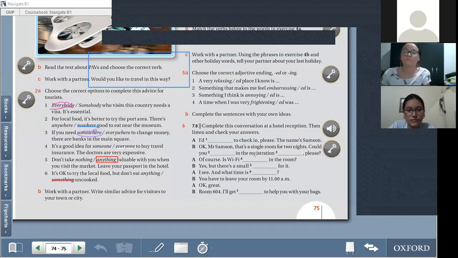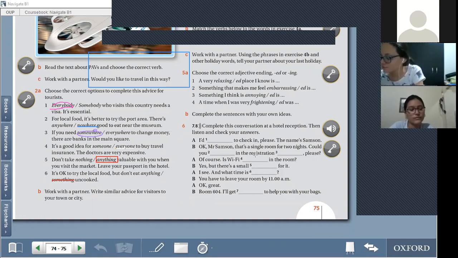Thank you. Now, number 3, if you need somewhere or everywhere to change money, there are banks in the main square. I think it was Diana. Yes, she's the one that's using circles. Excellent. If you need somewhere, okay, somewhere. Everywhere is like in all the whole place. I like the word itself, everywhere. While somewhere refers to one specific place. Okay, to change money, there are banks in the main square.